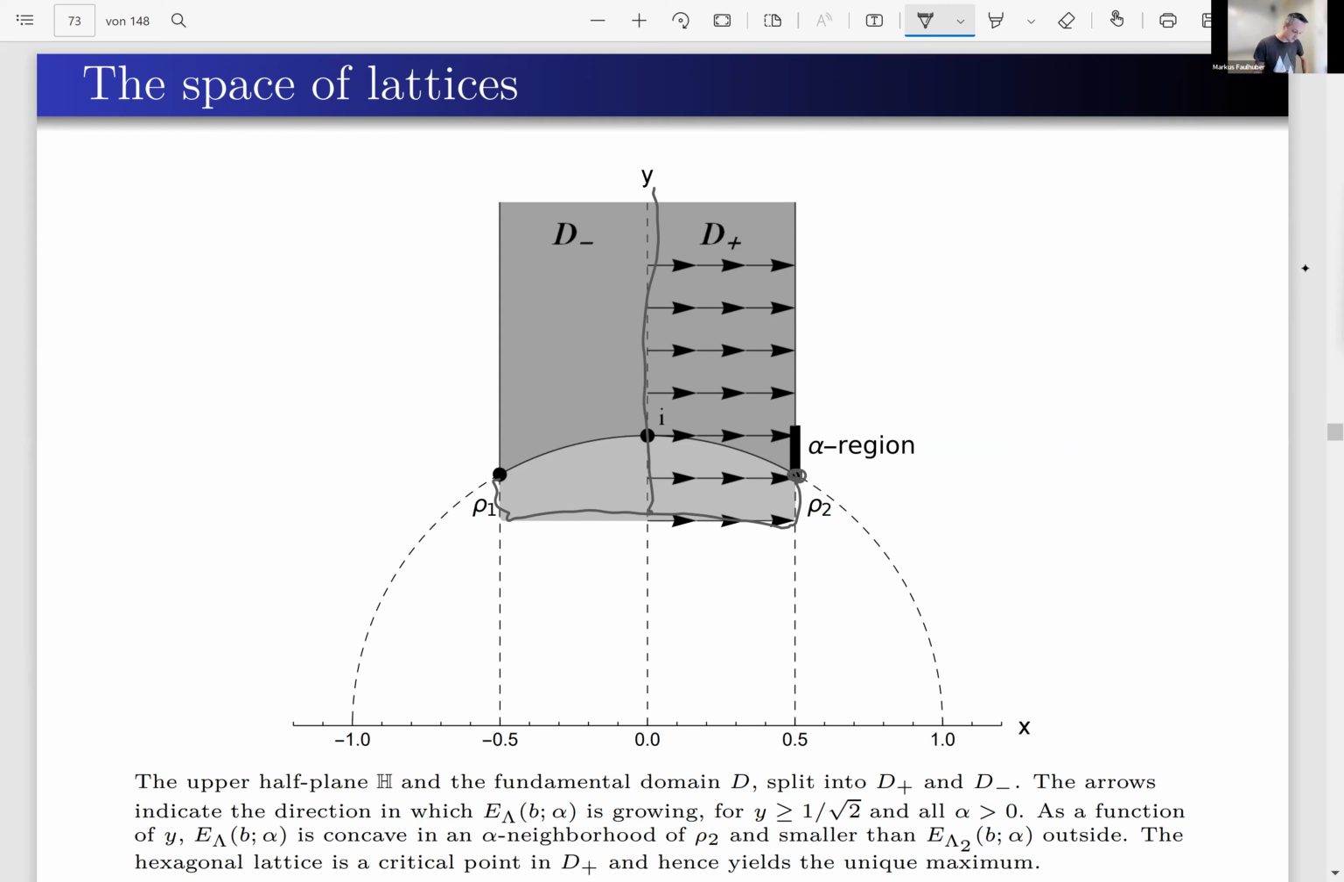close to the hexagonal lattice, there is an alpha region, so depending on this density. And in this alpha region, the hexagonal lattice is the unique maximum, and outside this region, there is no maximum. And this is how we showed that only the hexagonal lattice maximizes the lower frame bound.